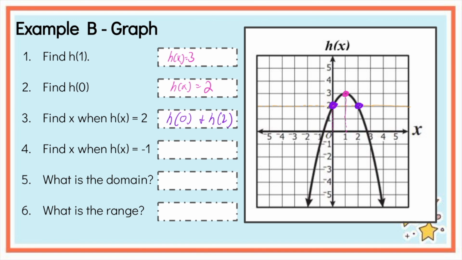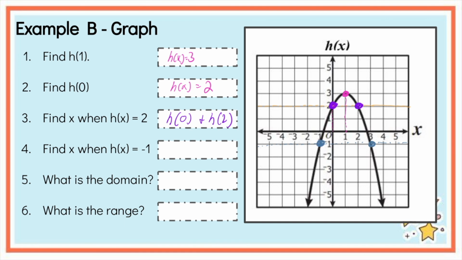All right, our next one says that we've got to find when h of x is equal to negative 1. So again, we're looking for our y value of negative 1. So we're going to come across here on our y value of negative 1. And again, we can see that that's going to cross our parabola at 2 different places. So one of those points is here, and the other one of those points is here.